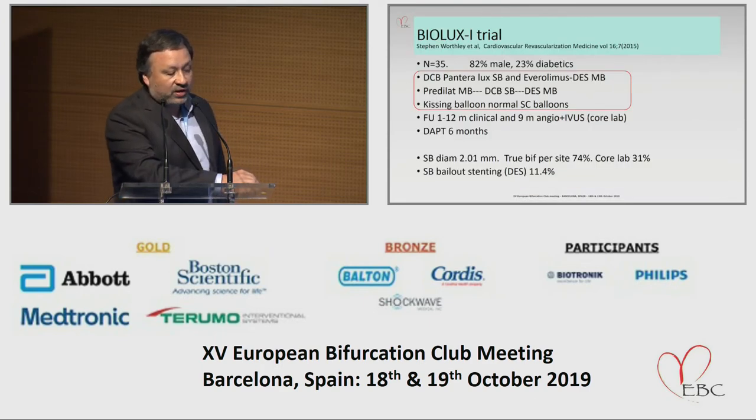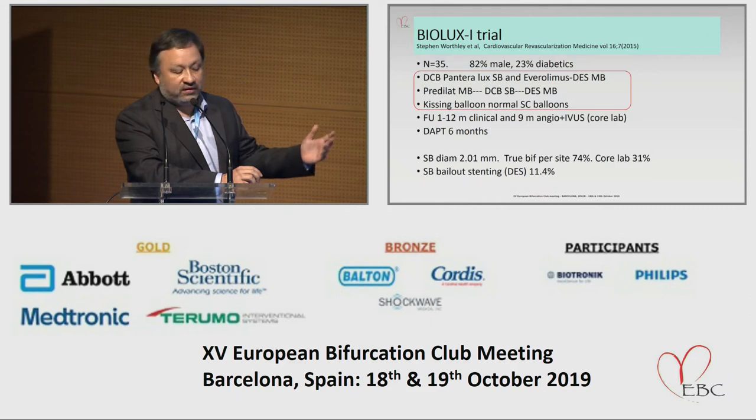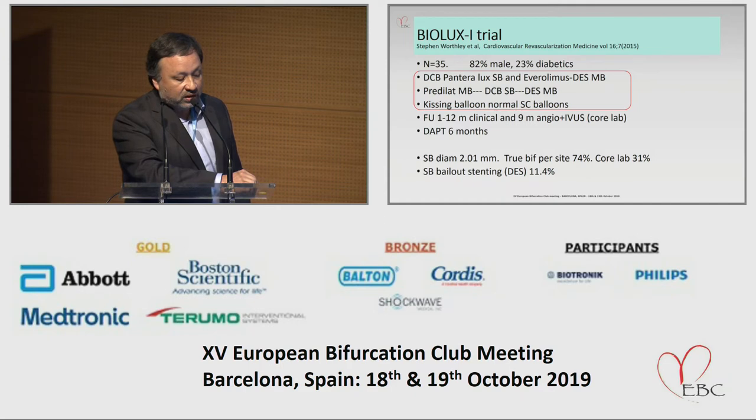And then the BioLux 1 trial. They test the use of the drug coat balloon Pantera Lux, also paclitaxel, with an Everolimus DES in the main branch. They predilate both branches and put the drug coat balloon in the side branch and the DES in the main branch. After that they use kissing balloon with normal semi-compliant balloons. They also have angiographic follow-up at 9 months. The side branch diameter is very small, 2.01, and bailout stenting with DES was reported in 11%.